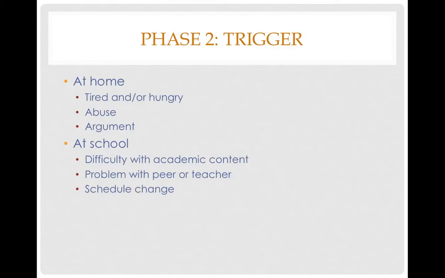If a student does not stay at this phase, they enter the trigger phase. As mentioned before, triggers can be things that occur at home, such as tiredness or hunger. There may be abuse in the home of the child or even between the parents and other family members. Or the child may have just been in an argument before coming to school that day. Also, triggers may occur at school. The child may be frustrated with an academic activity or have a problem with a peer or a teacher. Or there could be a sudden change in the schedule or routine.